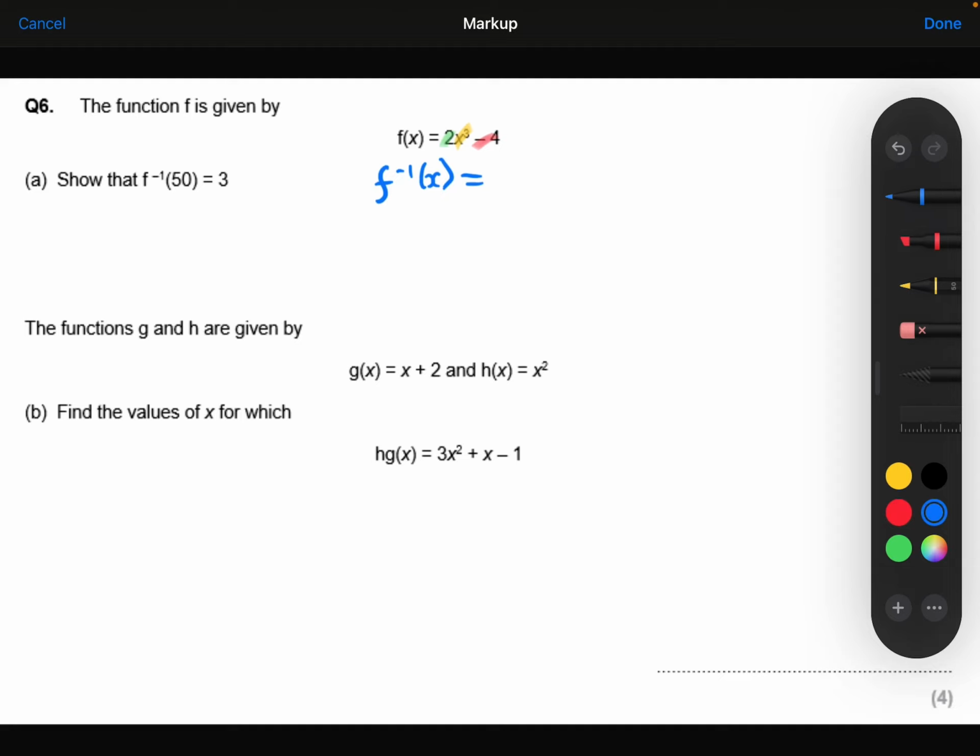So instead of subtracting the 4, we're going to add 4. Instead of multiplying by 2, we're going to divide by 2. And instead of cubing, we're going to cube root.